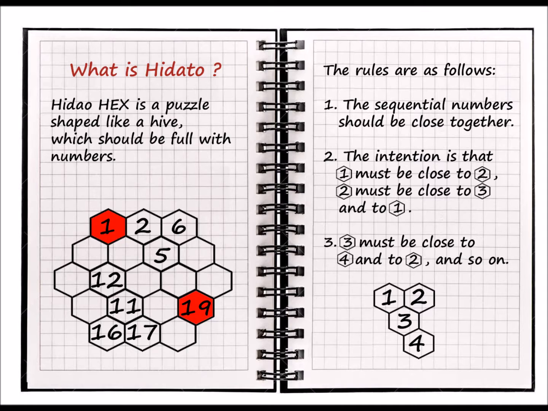What is Hidato? Hidato Hex is a puzzle shaped like a hive which should be filled with numbers. The rules are as follows. The sequential numbers should be close together. The intention is that 1 must be close to 2, 2 must be close to 3 and to 1, 3 must be close to 4 and to 2, and so on.